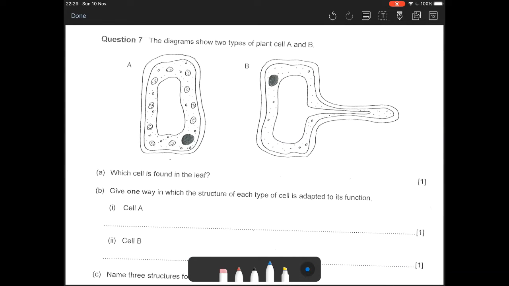Question 7, the diagram showed two types of plant cells, cell A and B. So these are both plant cells this time. Which one is found in the leaf? Well, it's not this guy. This one is a root hair cell. It definitely can't be that one. So it must be cell A. Biggest issue there was a lot of people just didn't answer the question. They missed it out.